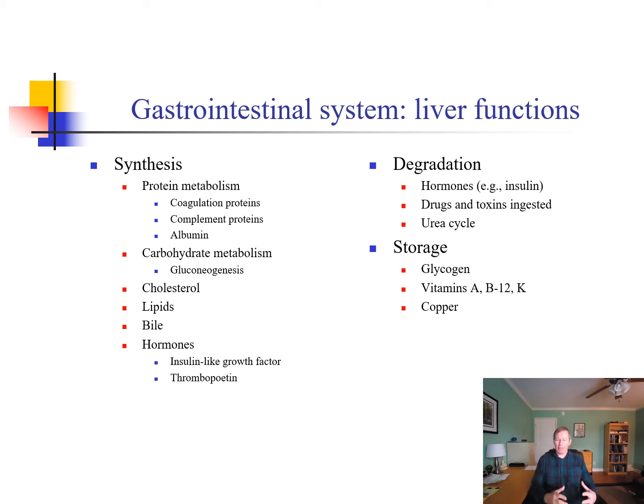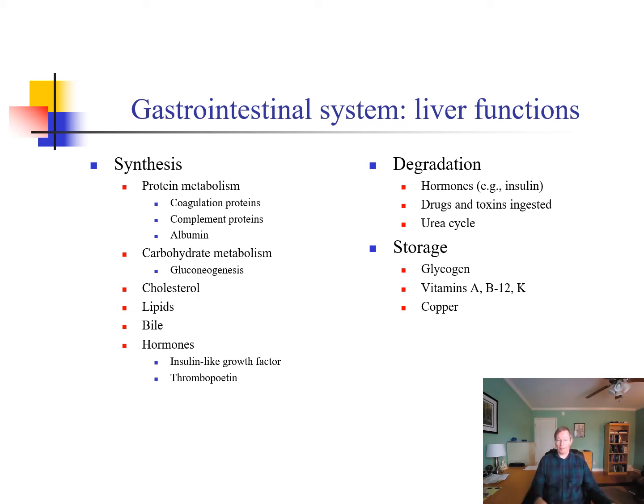So on the synthetic side, there are proteins that are made in the liver. There are the coagulation proteins that are necessary for you to clot, complement proteins necessary for the innate immune system, and albumin, which is one of the main determinants of the oncotic pressure within your blood. We have carbohydrate metabolism and the ability to make glucose that can feed into the Krebs cycle from other things other than just simply having glucose. So that process is called gluconeogenesis.